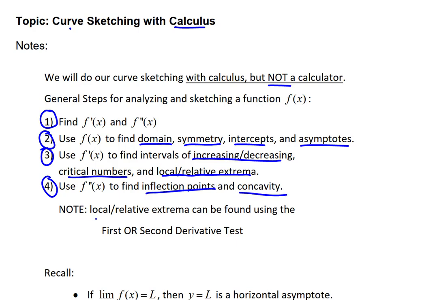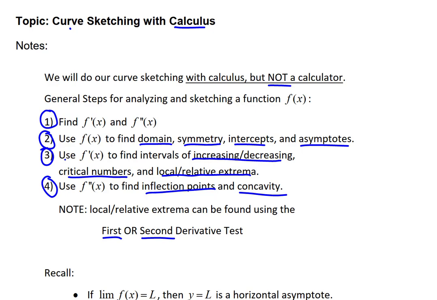And we'll put a note here that says local or relative extrema can be found using the first or second derivative test. That kind of pertains to steps 3 and 4 here. Of course, those two derivative tests involve the first and the second derivative respectively. So often, as we noted when discussing those tests, the first derivative test can be easier because you don't need to find the second derivative to use it. But it's just good to note here that you could technically use either of those tests to find the relative or local extrema.